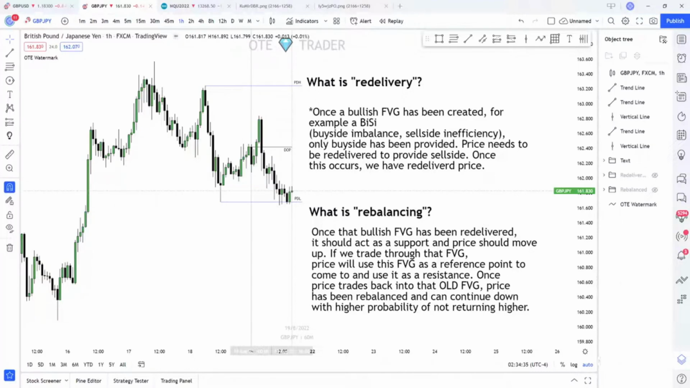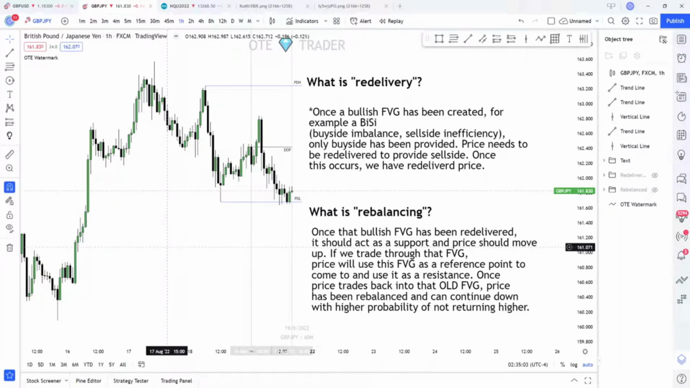So we're going to use some examples, especially GJ yesterday, which was a perfect redelivery and rebalancing of price. If you go back to the Discord chart analysis on GJ, it was pinpoint from this high to this low, and we'll go through why this was my reasoning. But first of all, what is redelivery?